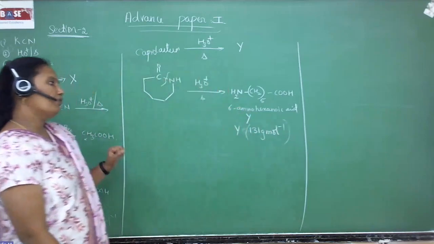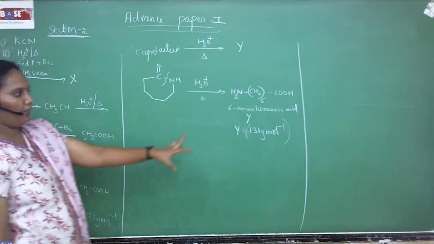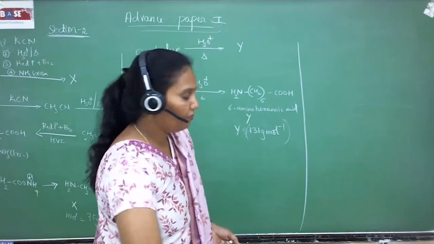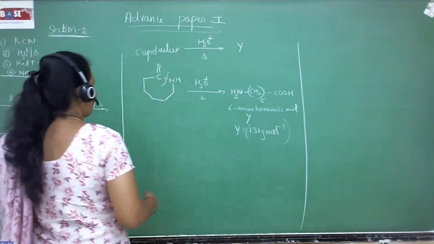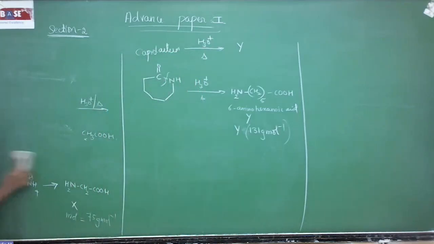Therefore, what we found out was X is nothing but glycine. Again, Y is nothing but 6-amino hexanoic acid. So we need the molar mass. We have already got the molar mass of this. Let us continue the question by reading the remaining statement.